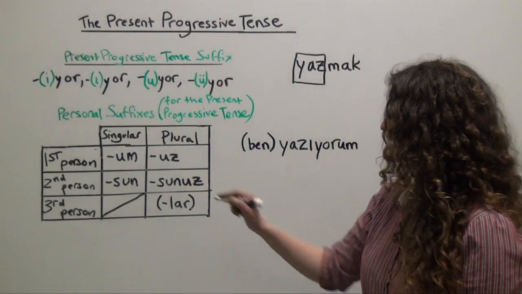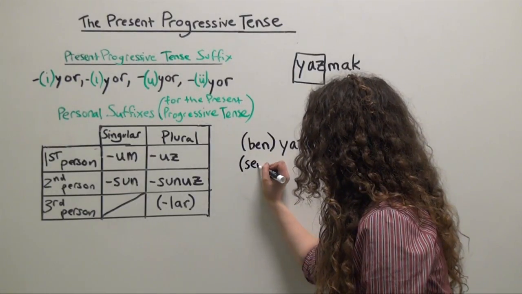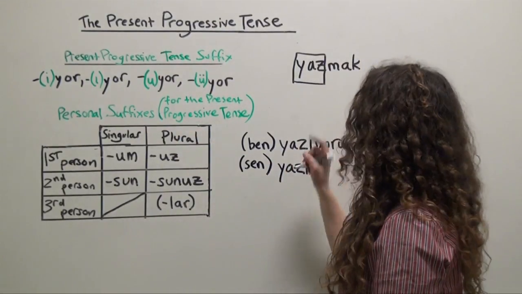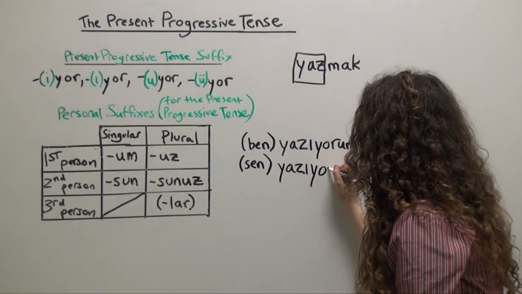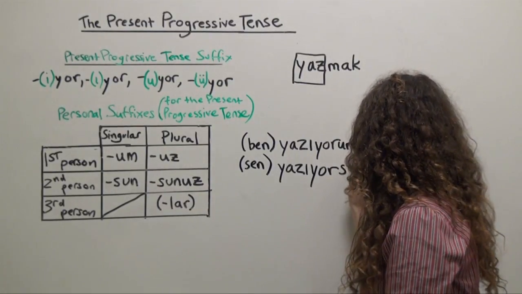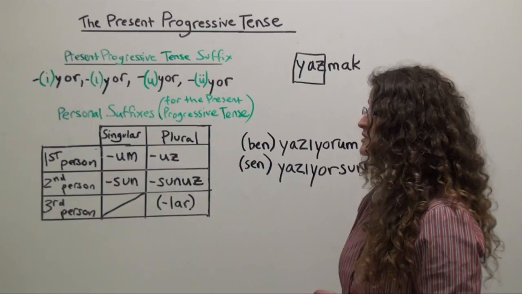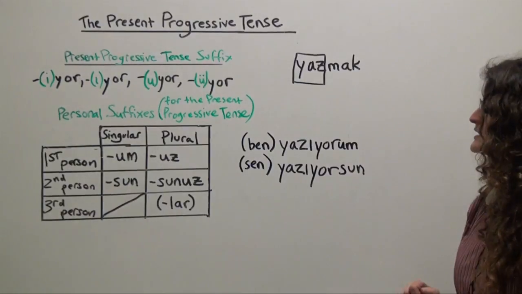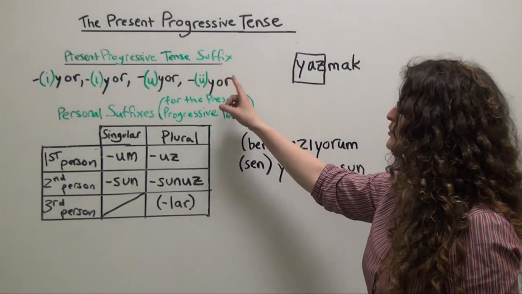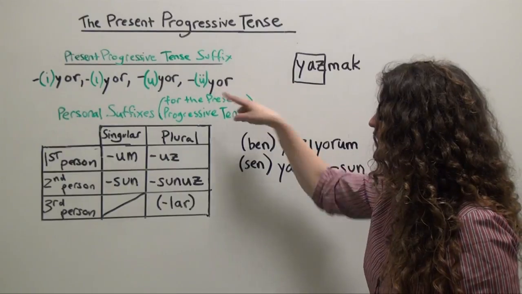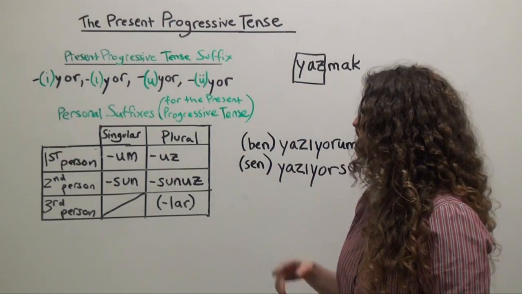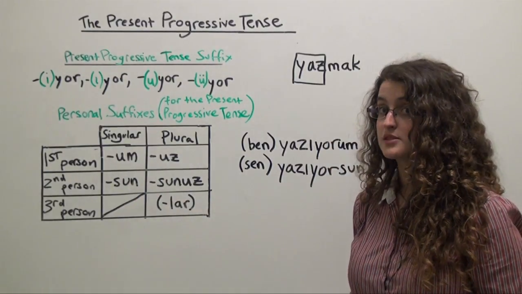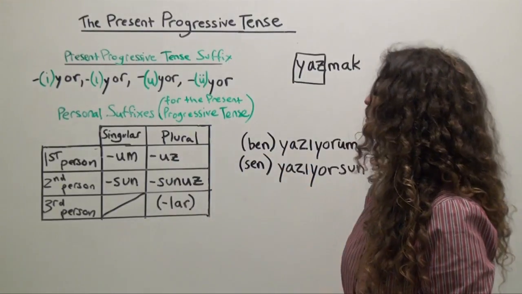Let's continue with the second person singular. Sen, yaz, ı, yor, sun. Notice these are the same personal suffixes you've seen elsewhere, but in the present progressive tense, they will be attaching directly to the present progressive tense suffix, yor, so they'll only appear with the vowel u. So they don't have their usual four different options according to vowel harmony, because they'll always harmonize with yor.